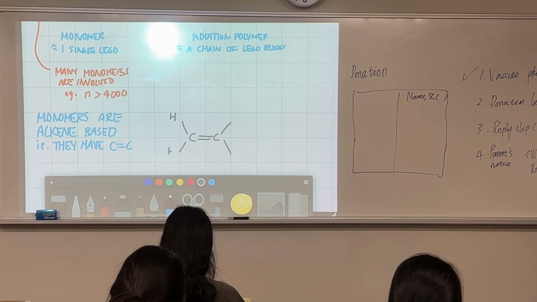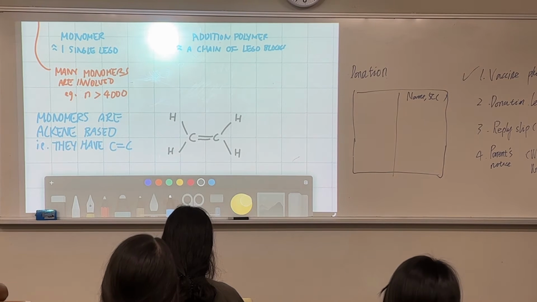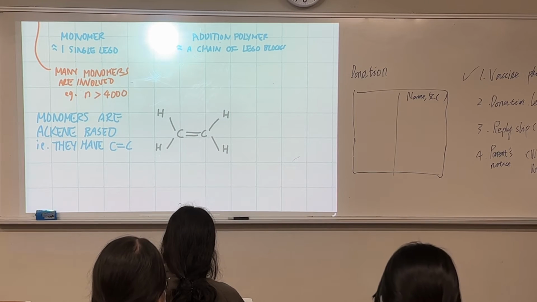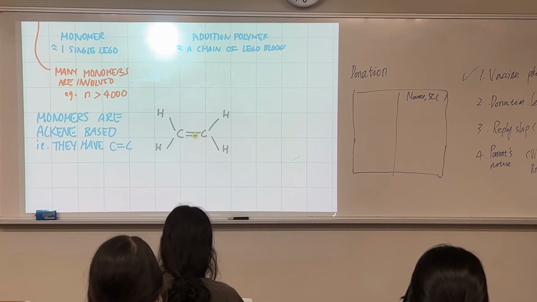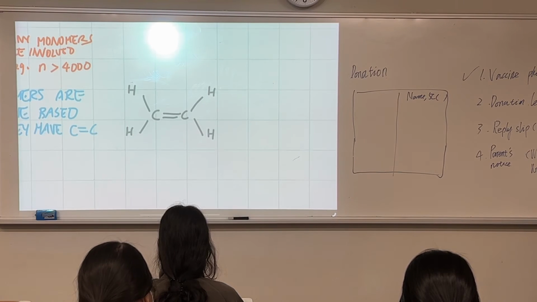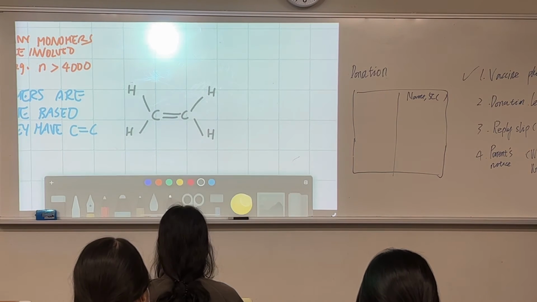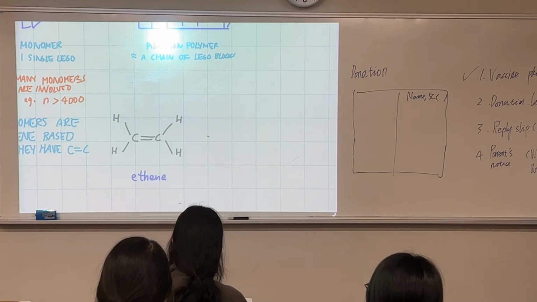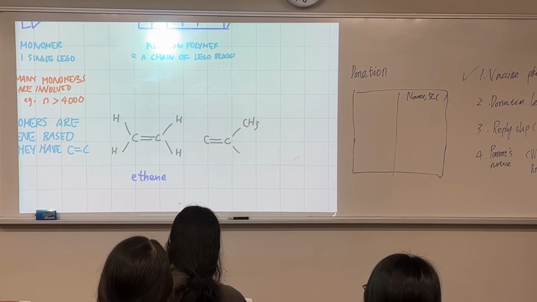Can anyone name this alkene for me? What is this alkene called? The IUPAC name. You don't need a number this time because the double bond can only be placed between these two carbons. Is there another position where you can attach this double bond? No. So this is just ethene. Write everything in lowercase, please. And what about the next one? Hopefully you all know what the name is for this one.